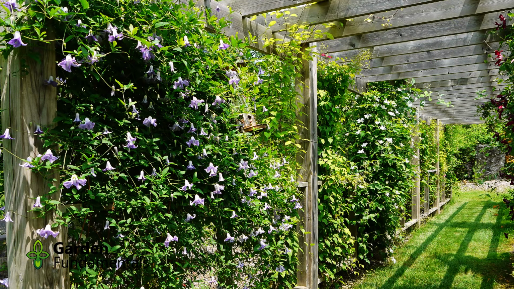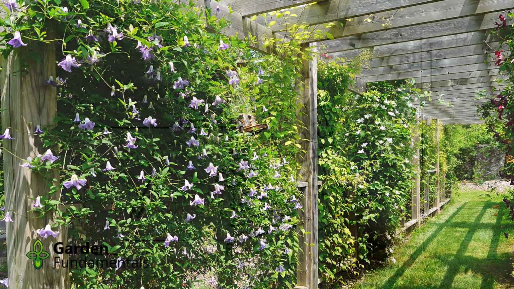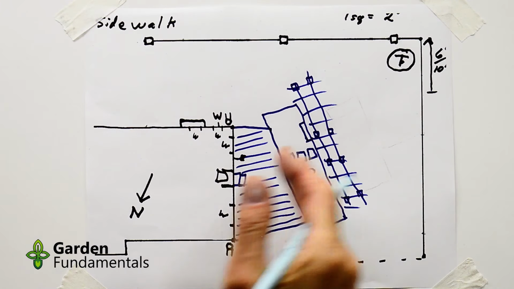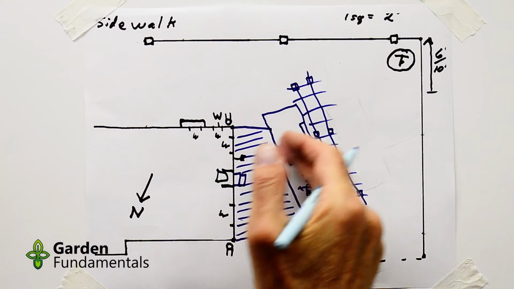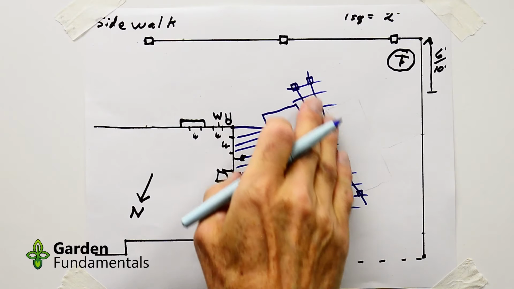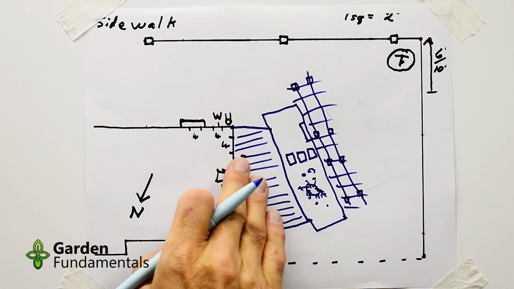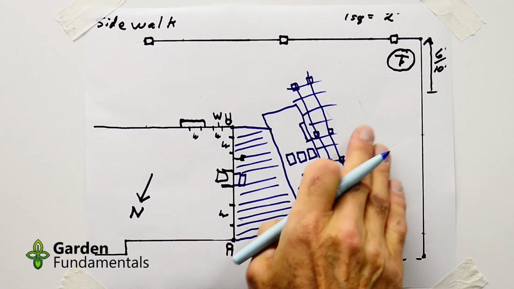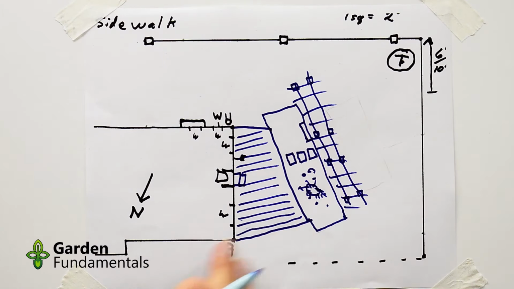We can have clematis growing all over here. Any kind of vine will work. That will give us a wall here so that you actually can't see much through it. The arbor won't be completely solid, so you'll have glimpses from this side to this side, but you won't be able to see the whole thing, adding some mystery to the garden.